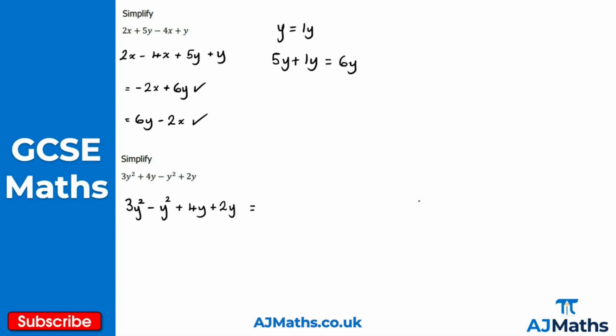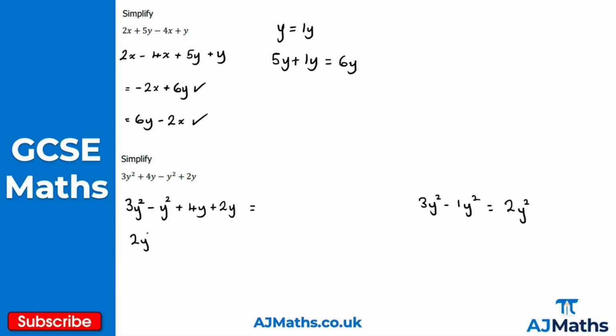So what I've got then, if we do it over here, is 3y squared minus 1y squared. Again, we just consider the coefficient here, the number in front. So 3 minus 1, so that will give us 2y squared. Okay, so we get 2y squared there. So we'll just write this underneath to start with.